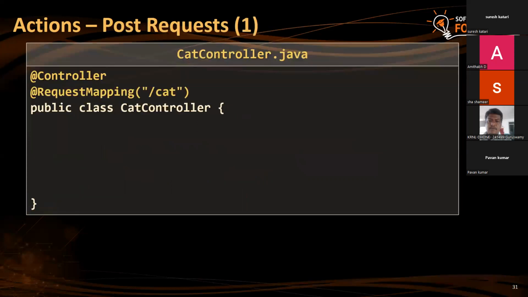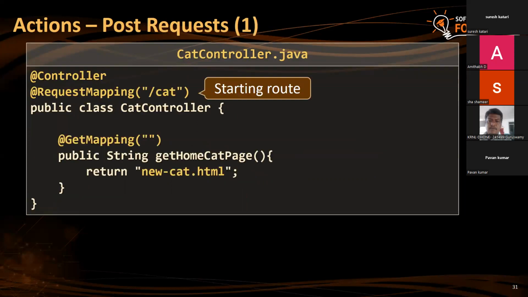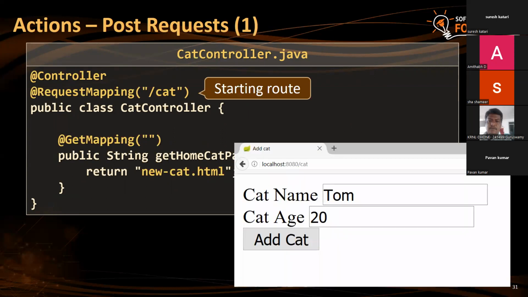Let's look for any other type. In the case of the HTML, if you want to ask what is the cat name, what is the cat age, add cat, anything can be done this way. Whenever the request is coming like this, I'm returning one cat.html file. That HTML file has the output of just getting the name and age.